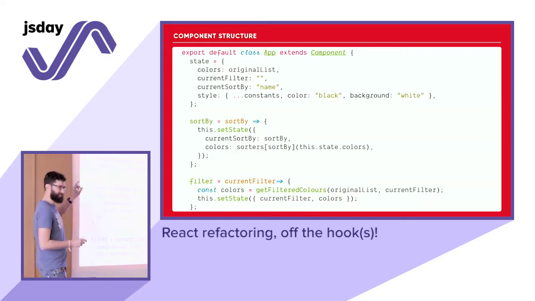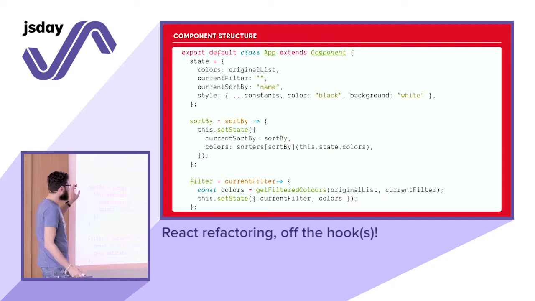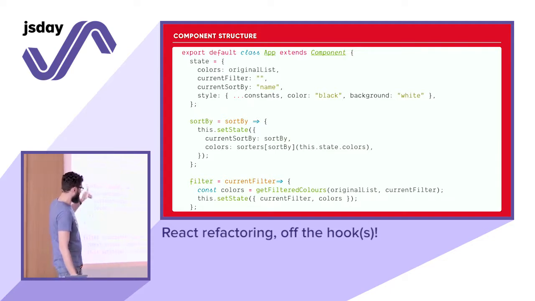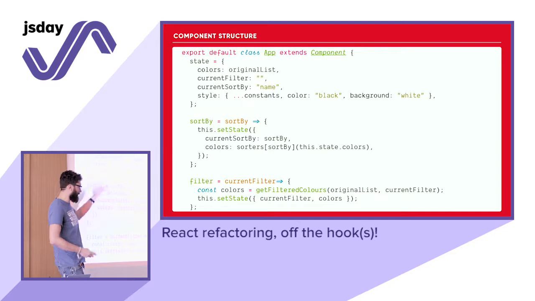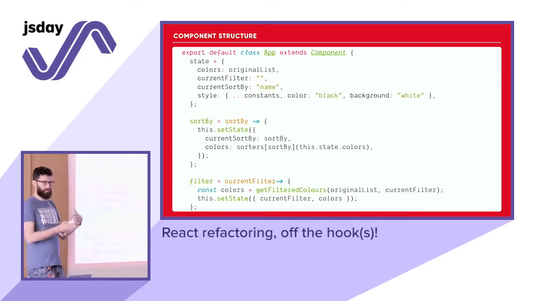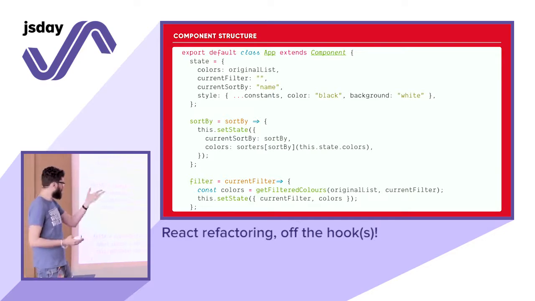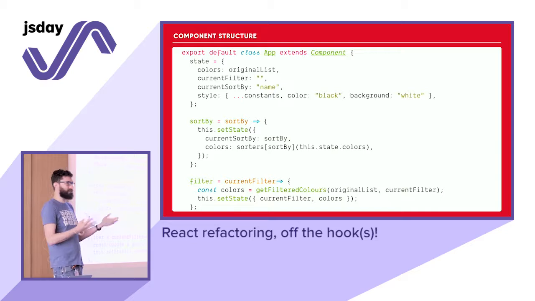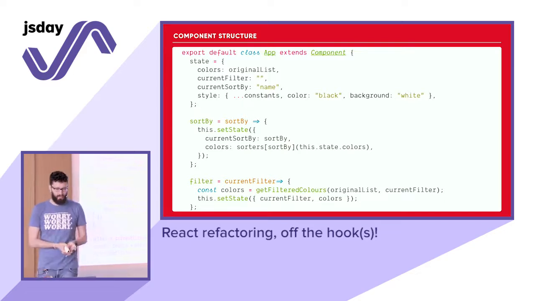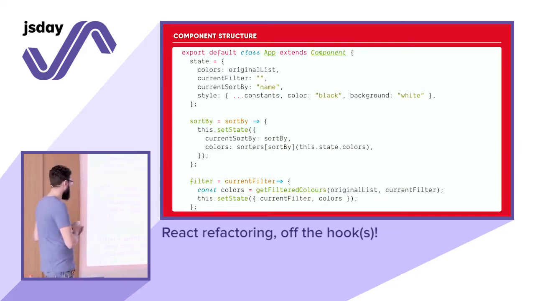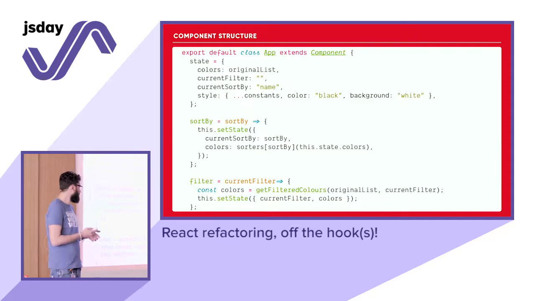I have a sort by function that sets the current sort by as a string and sets and filters the color, then sorts the color with a helper called sorter that would take the color, analyze the hex, and do things. It doesn't matter. Like, it's on GitHub. If you want, at the end, I'll give you the link. But I have a filter that would filter the color by name. And again, this is an external function, a helper. I want to simplify as much as I could. And it sets the colors and the current filter.